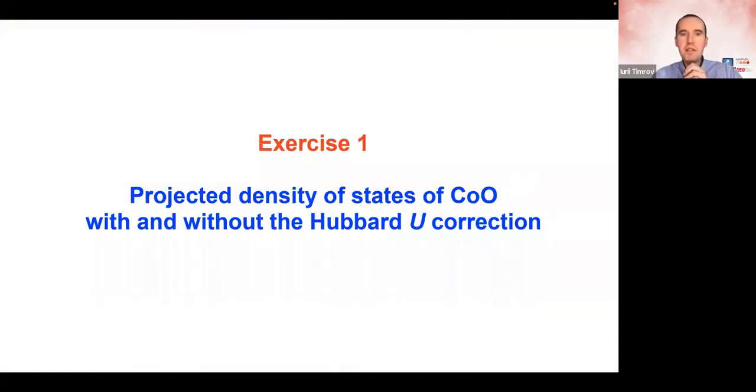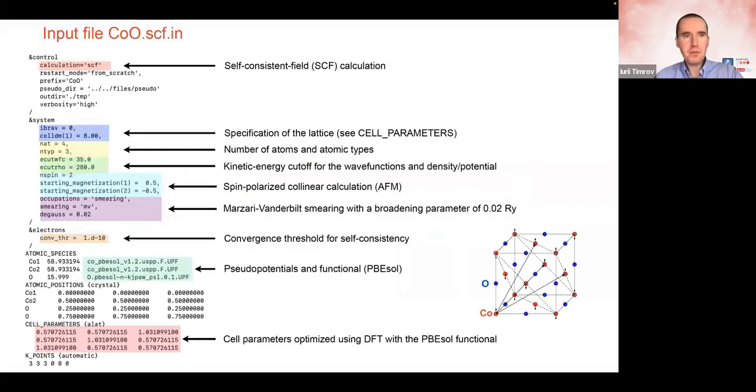This is the first exercise: calculation of the projected density of states of cobalt oxide with and without the Hubbard correction. This is the input file for cobalt oxide. You're already familiar with the input file for the pw.x calculation in Quantum Espresso, so I don't want to spend too much time on it. Just a few key points I would like to highlight.